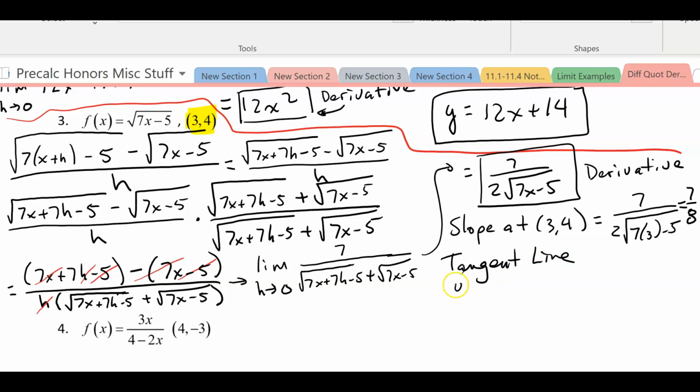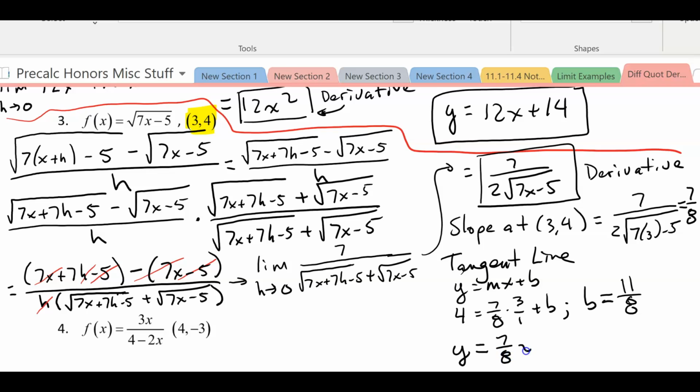Now that we have the slope, we can find the tangent line. So our y value is 4. Our slope is 7/8. Our x is 3, so let's make that 3 over 1 plus b. So b is going to be 4 minus 21/8, which I calculated before was 11/8. So our final equation of the line tangent to the curve at 3, 4 is y equals 7/8 x plus 11/8. So there's our tangent line.